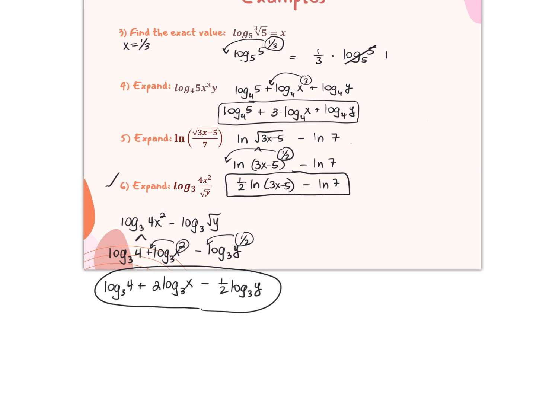And so again, expanding has a process. When it's a product, you're going to add them. When it is a quotient, you are going to subtract. And when it is raised to a power, you're going to move the power to the front and multiply it.